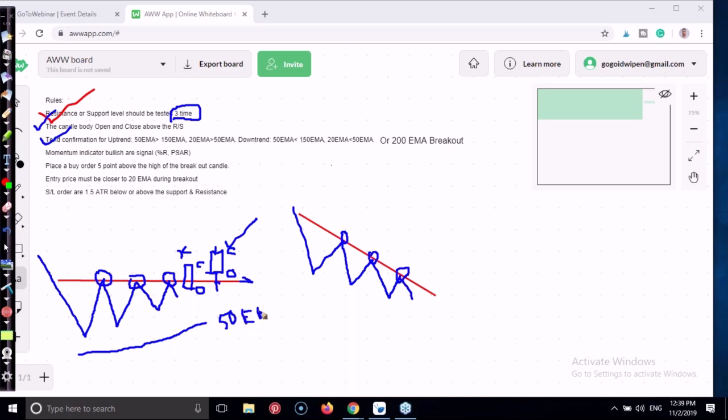I especially use EMA because SMA is too lagging an indicator, right? So I'm not using SMA. Sometimes I use it to find the support and resistance. Otherwise, I'm not using SMA. SMA is too lagging.